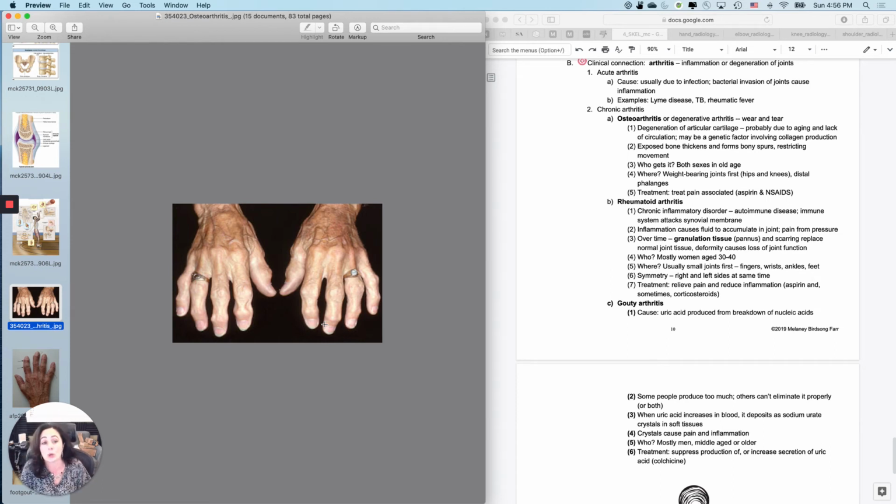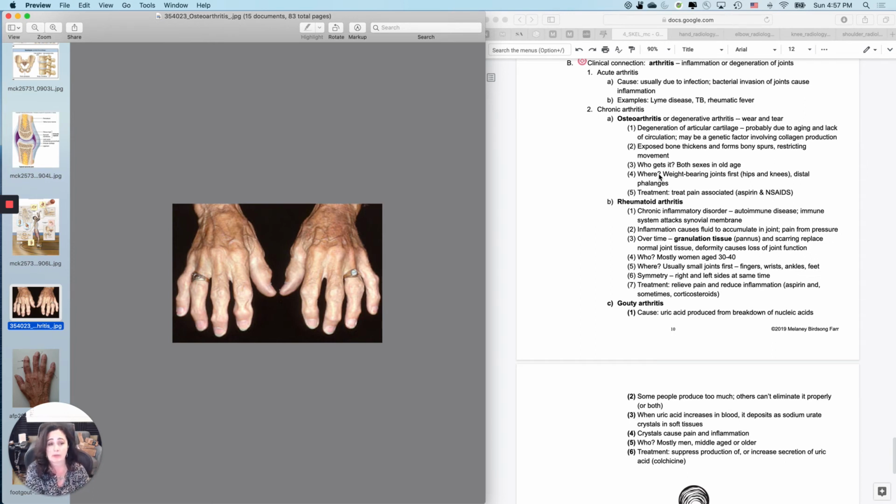So who gets it? Both sexes tend to get it in old age. If you have repetitive use at a certain joint, you're more likely to get it at that joint. So for instance, if you are a tennis player, you are more likely to get it in your elbow. If you're a pitcher, you're more likely to get it in your shoulder. If you're a skier, you're more likely to get it in your knees. But where do people get it? Weight-bearing joints, hips, knees, and then your phalanges. These are repetitive use joints. And what do they do about it? Primarily just treat the symptoms. They treat the pain, the symptoms associated with it.